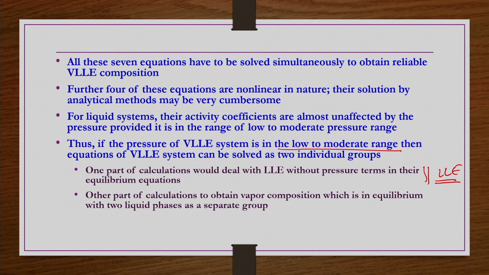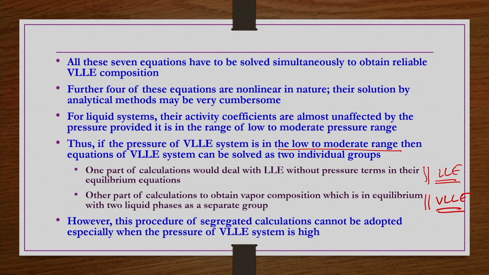The other part of the calculation is to obtain the vapor composition which is in equilibrium with the two liquid phases, as a separate group. Okay. We will be taking some example problems to understand how this calculation can be done in the next class. However, this procedure of segregated calculations cannot be adopted, especially when the pressure of the VLLE system is very high. Okay. We can follow this approach only when the pressure is low to moderate.